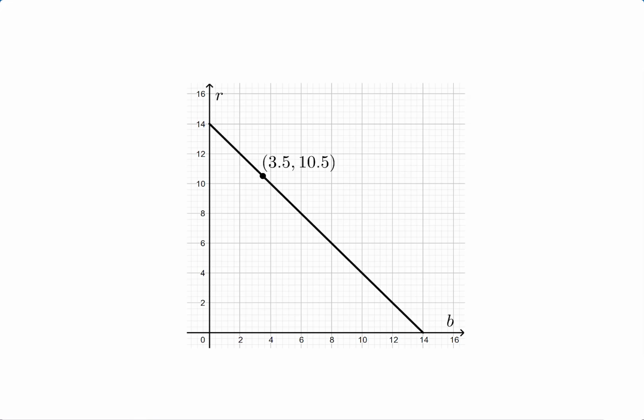On the other hand, we could say that when 12 inches have burned from the candle, or b equals 12, the remaining length of the candle is 2 inches, or r equals 2, and so we could plot a point at (12, 2) to represent that simultaneous value of b and r.